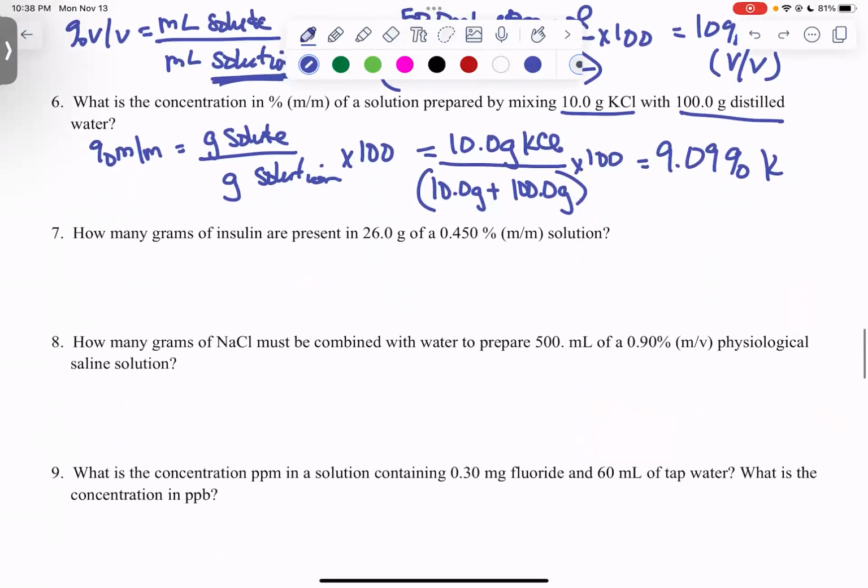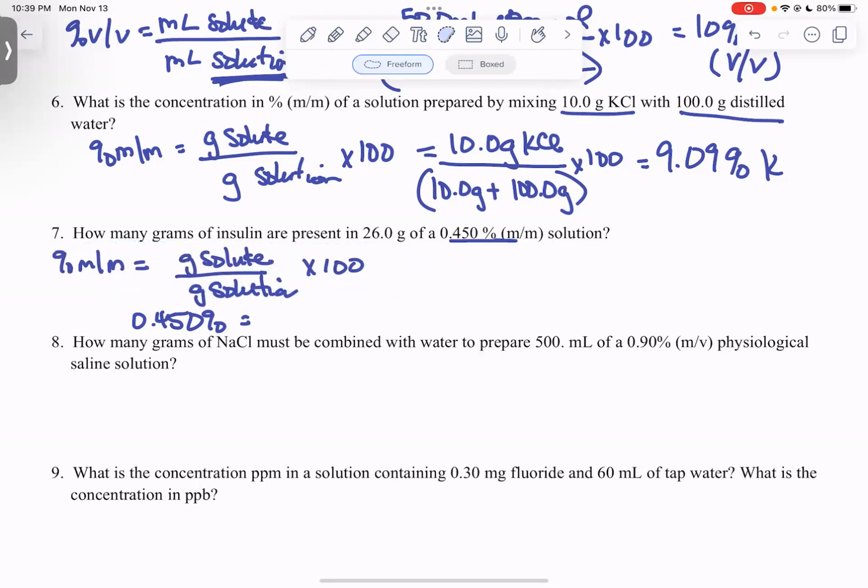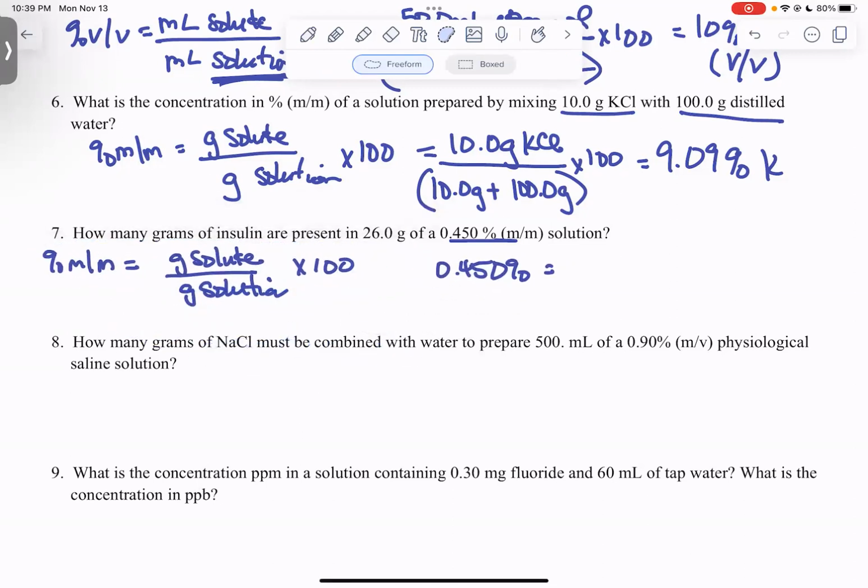How many grams of insulin are present in 26 grams of a 0.45% mass by mass solution? Okay, so I'm going to use my formula. Percent mass by mass is going to give me grams solute over grams solution times 100. Okay, so now I just need to plug into this formula. So when I plug into the formula, this percent goes here. 0.450%. Then I have, this is taking up too much room. Let's scooch that over. Give us some more room. We're going to do it over here.